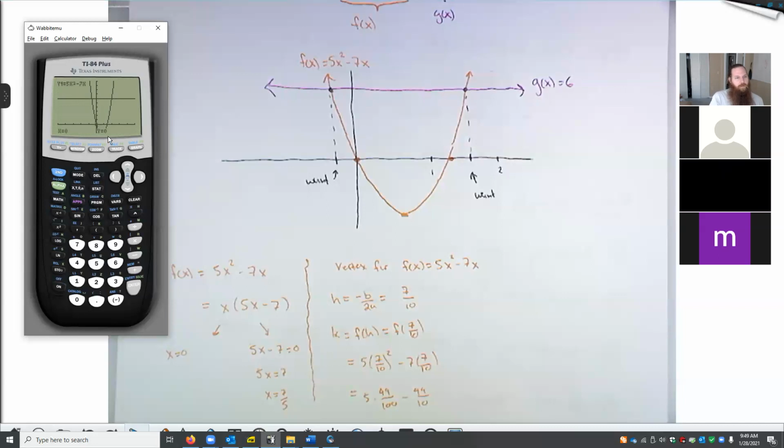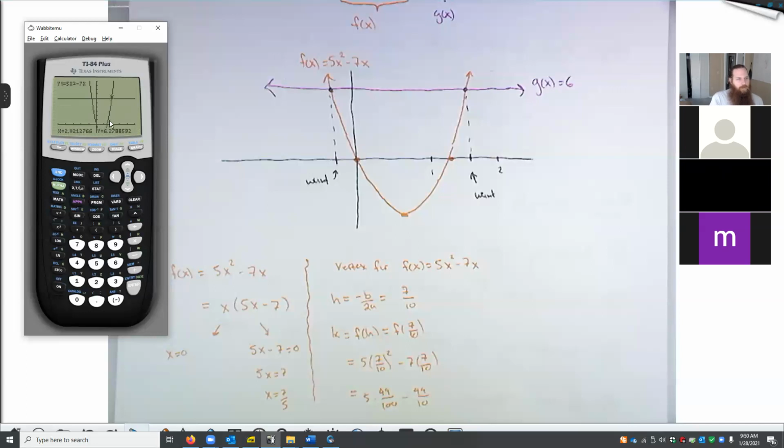And I can use this trace function to walk along the graph. And if I look over here, it looks like the x value where these two things hit is between negative 0.63 and negative 0.53. And on the other side, it looks like that other solution is between 1.9 and 2.02.